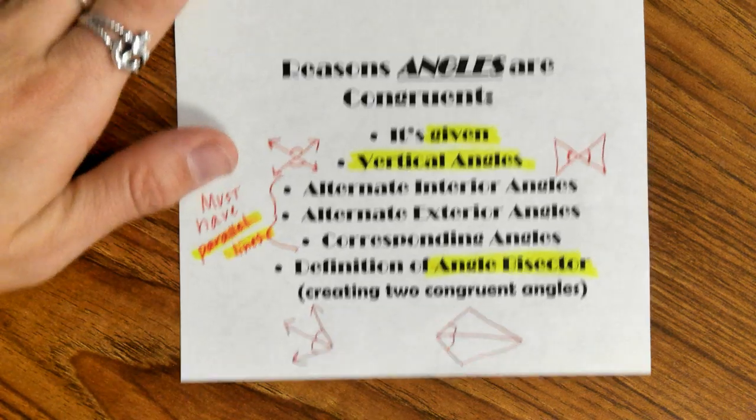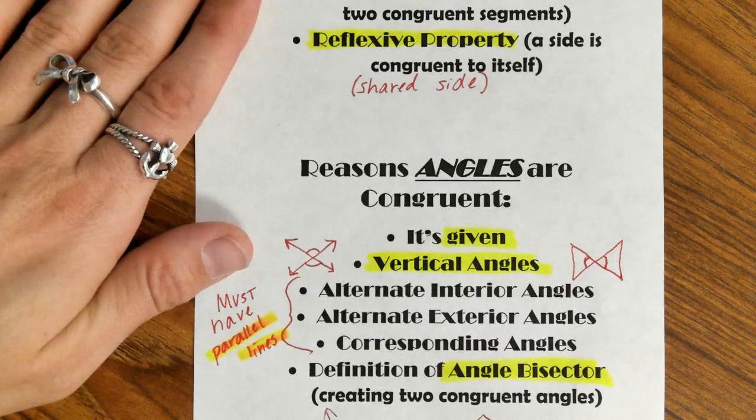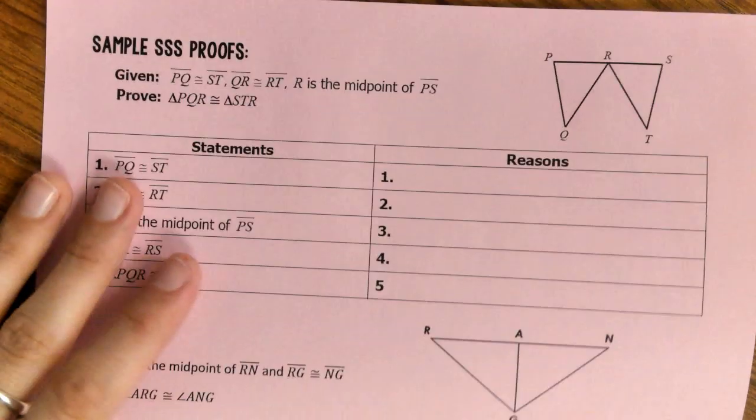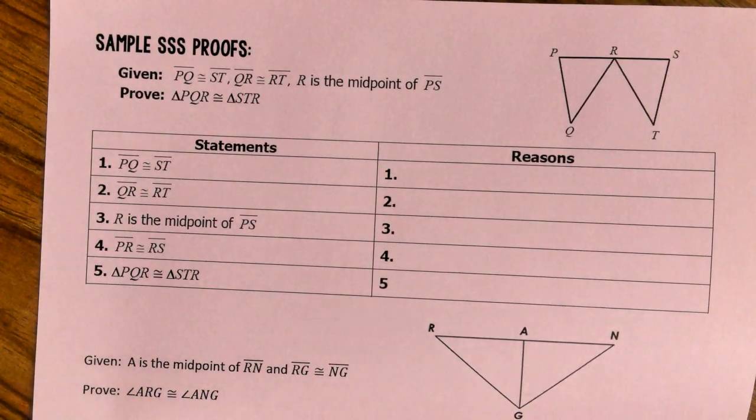All right, so these are just some handy things to have beside as we start going through these 5 different triangle congruency theorems and our proofs. So we'll come back over here and we'll take a look at our proofs.